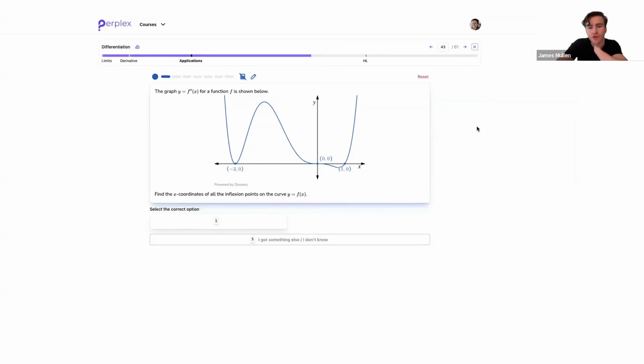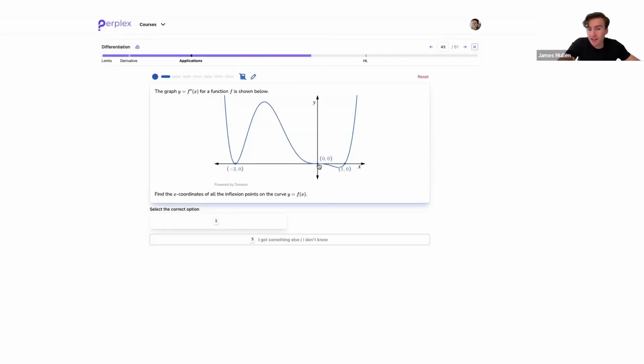Okay, so this graph shows me the second derivative. And I know that inflection points on the curve of f happen when the second derivative is 0 and changes sign. So in particular, this minus 3 comma 0 is not actually an inflection point because the second derivative does not change sign there.